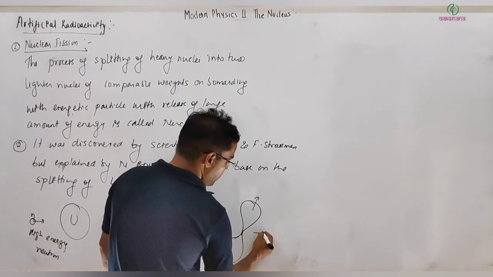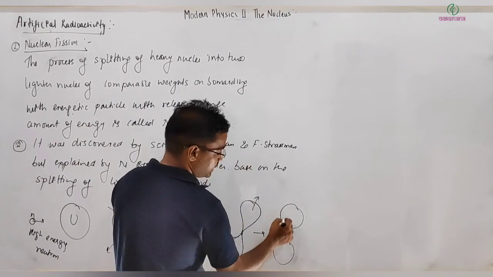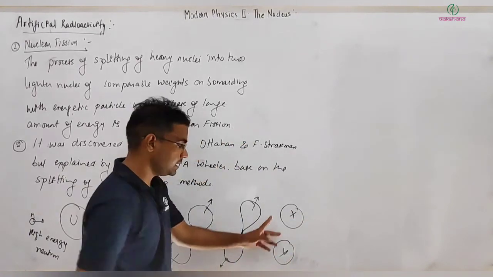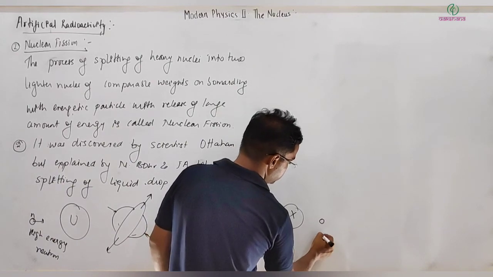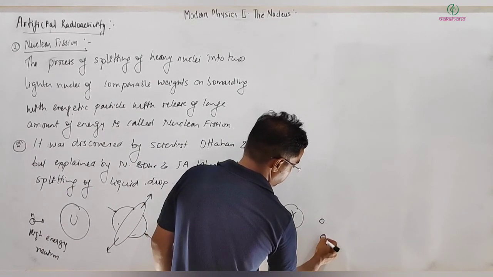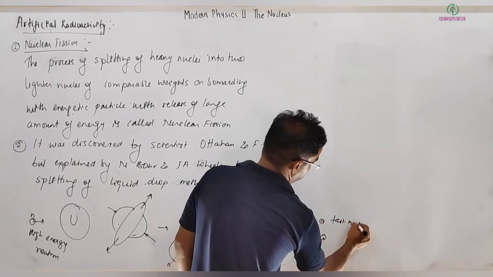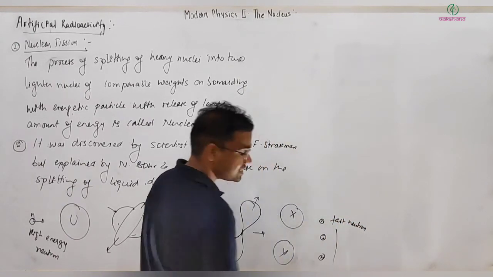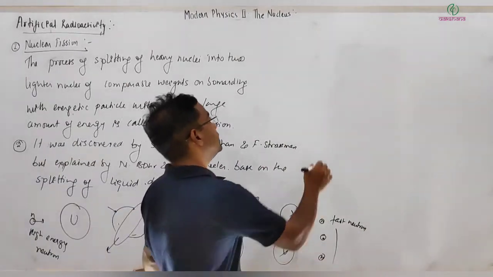And finally what happened, it breaks down into two lighter nuclei. This is, let's say, X and Y. So these are fission products with the release of neutrons. This is fast neutron. These three fast neutrons are released, and this is how nuclear fission actually takes place.